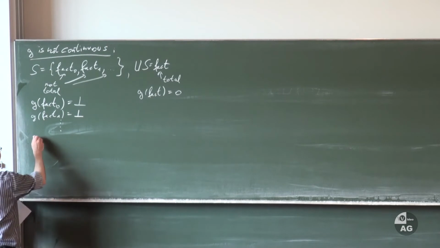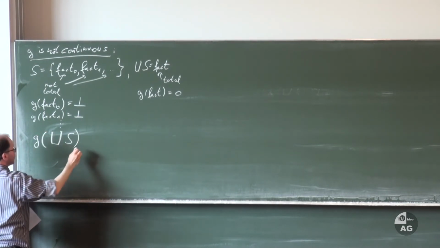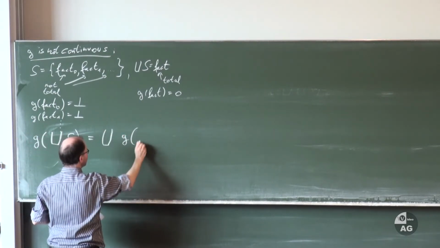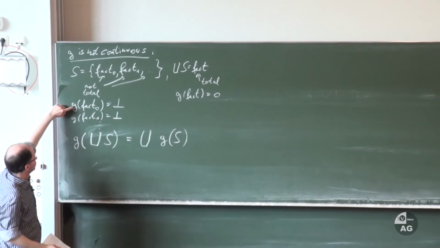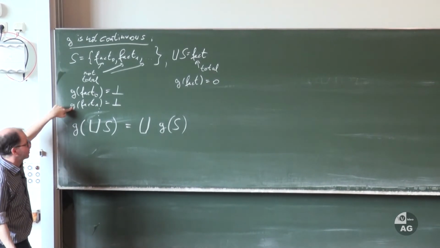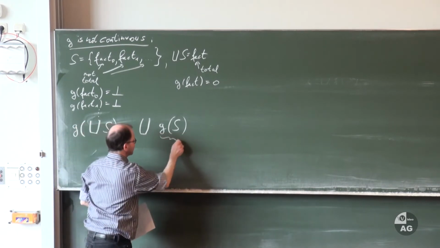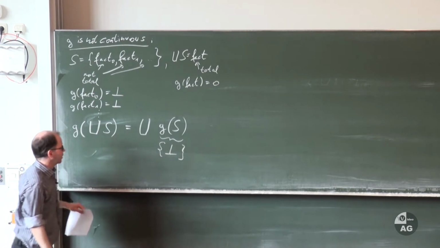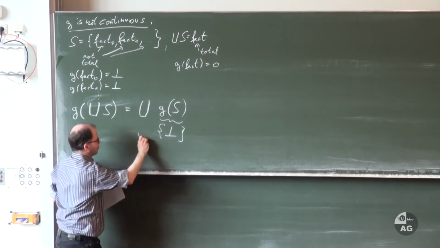Why? Because G of the least upper bound should be the same as the least upper bound of applying G to every element in S. Now, if I apply G to every element in S, if I apply it to fact0, I get bottom. If I apply it to fact1, I get bottom. So for every element in S, I get bottom. So this thing is the set containing only bottom. And the least upper bound of this set is clearly bottom.